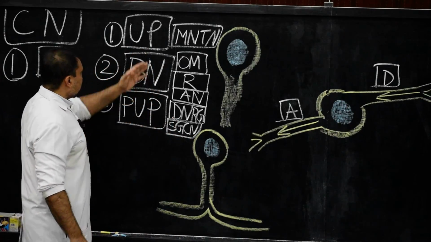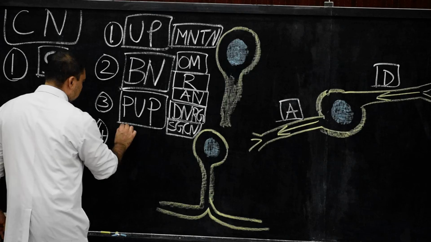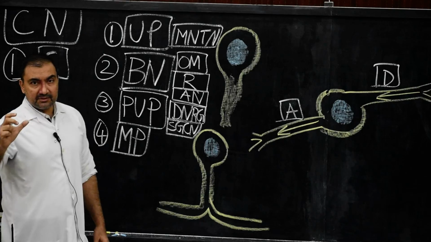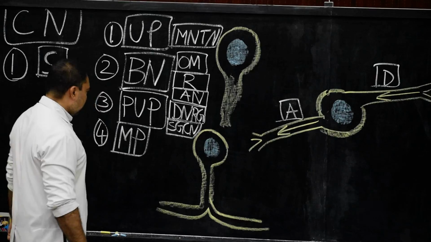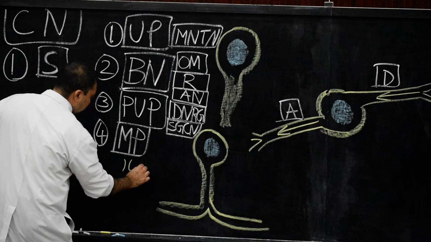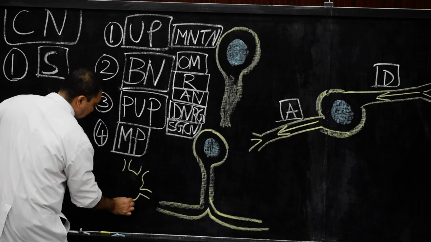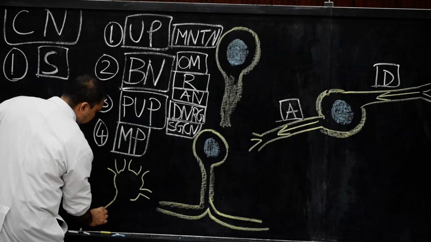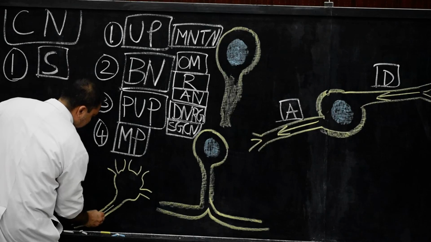Depending upon the shape, unipolar, bipolar, pseudo-unipolar, the fourth shape is multipolar neurons. The majority of the neurons of the human body belong to multipolar. What is the shape of multipolar? There will be so many dendrites, which I am drawing here, and they will develop into one single process which will be the axon.